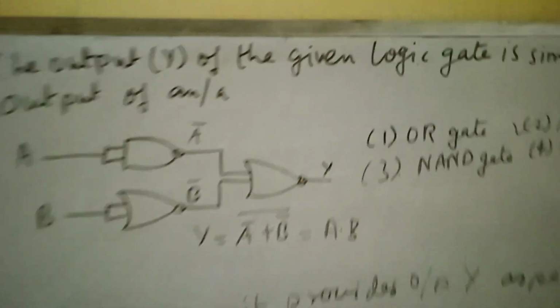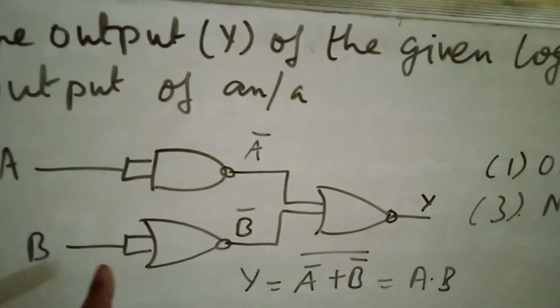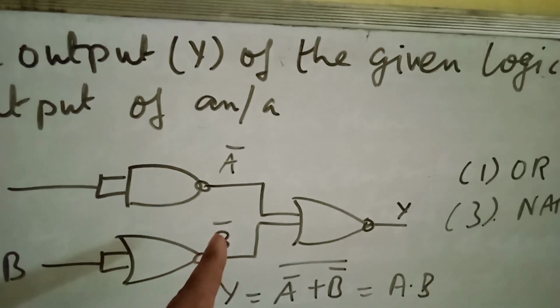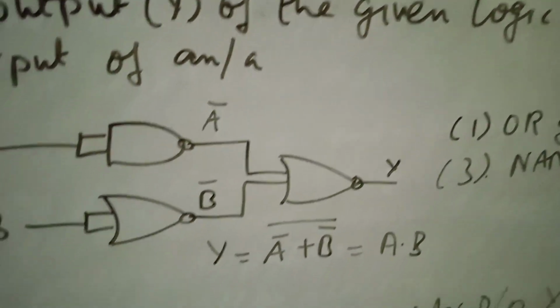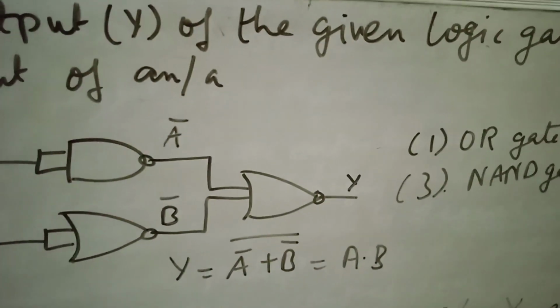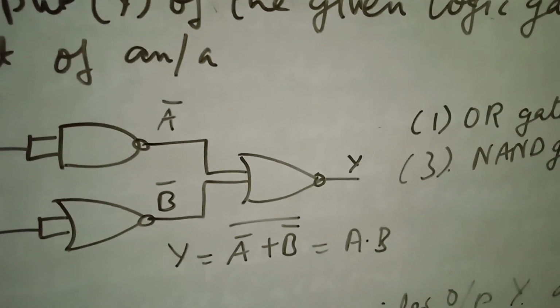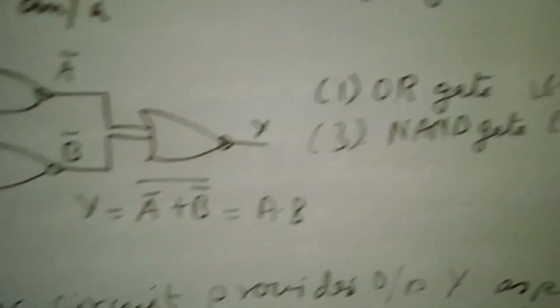So here A is there, it is a NAND gate, so it will be A dashed. B is there, it is a NOR gate, it will be B dashed. And again it is passed through a NOR gate and it comes out as Y. So Y equals (A dashed plus B dashed) whole dashed. So leave the bracket, leave the bar and change the sign. So A into B, so it should be an AND gate. You can see the AND gate is given here.